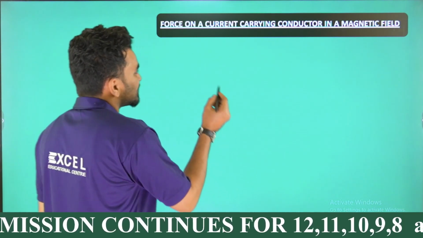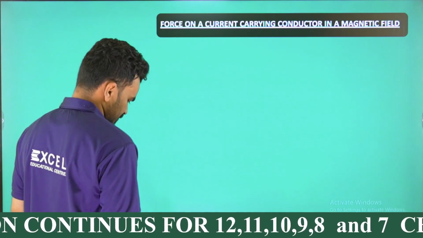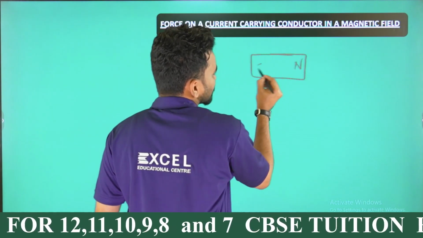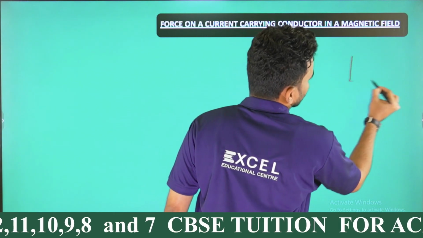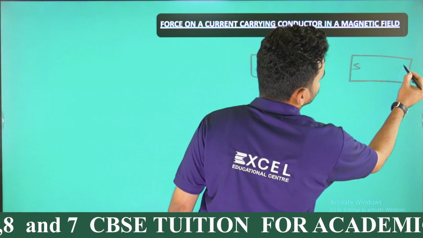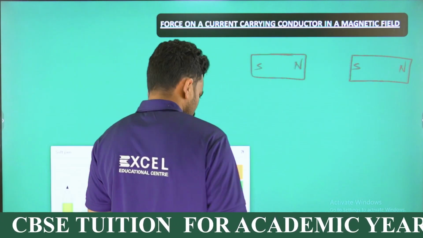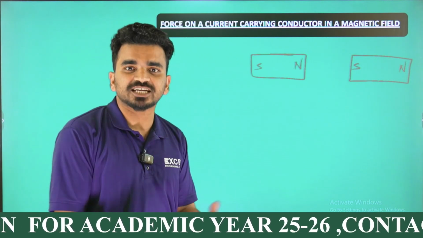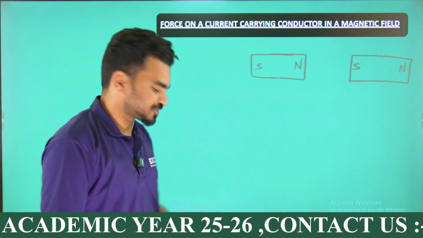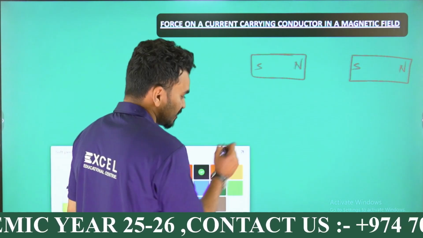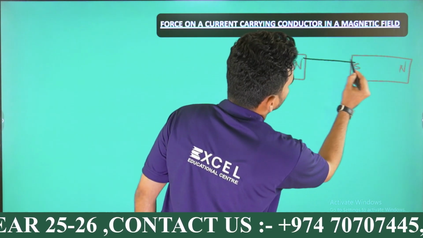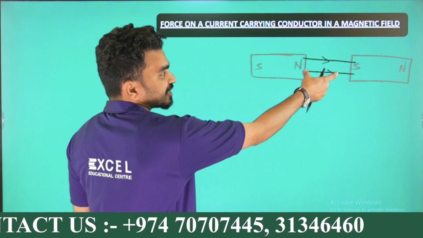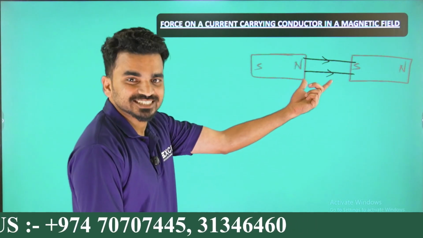To discuss this, let me consider two magnets. One is here, north to south, and another one is here, south to north. That's fine. Now, can you tell me how do we mark the direction of magnetic field outside the magnet? North to south, right? So over here, north to south, like this, magnetic field. If there are two magnets, then magnetic field lines pattern will be like this.